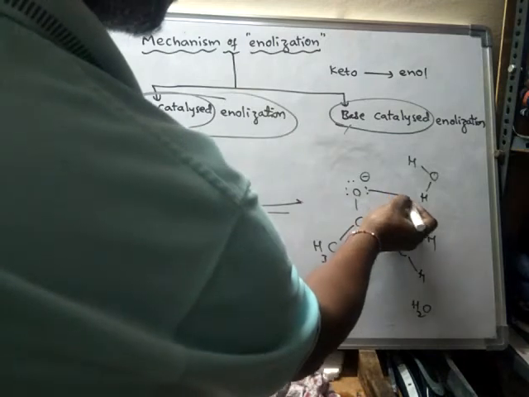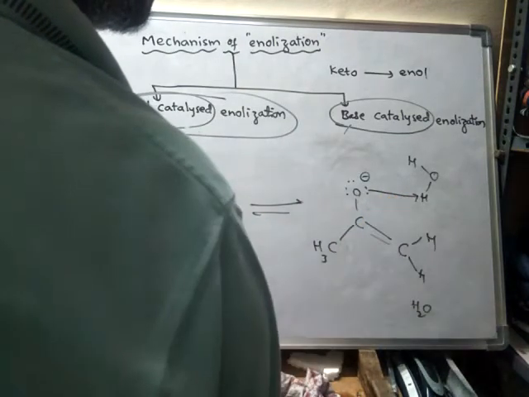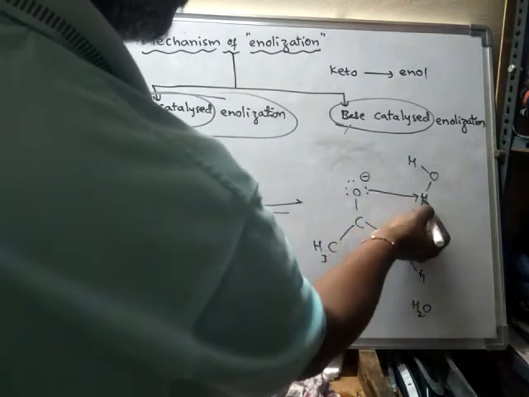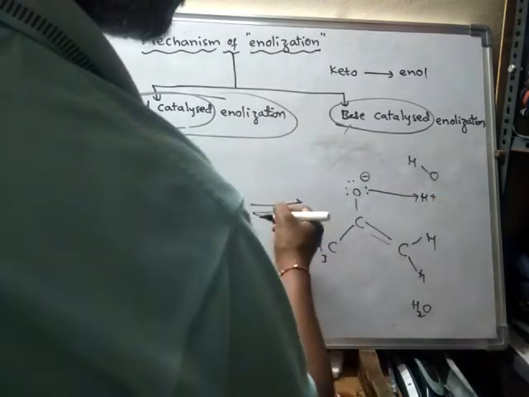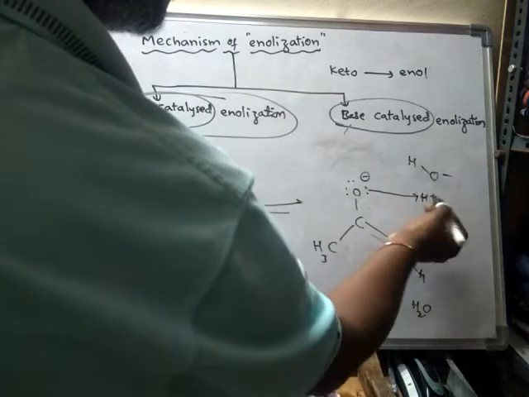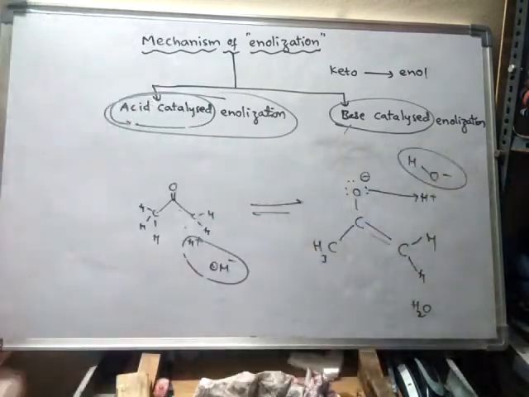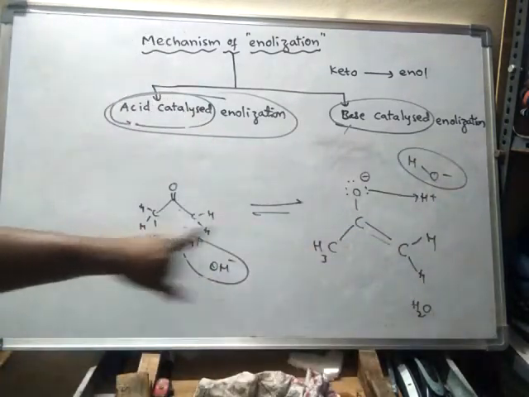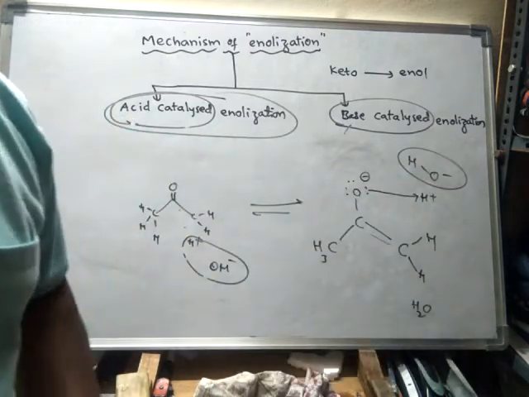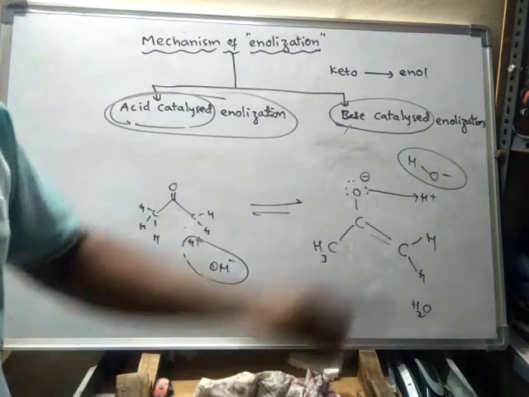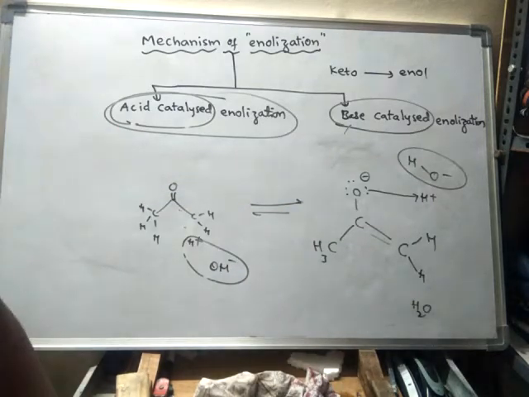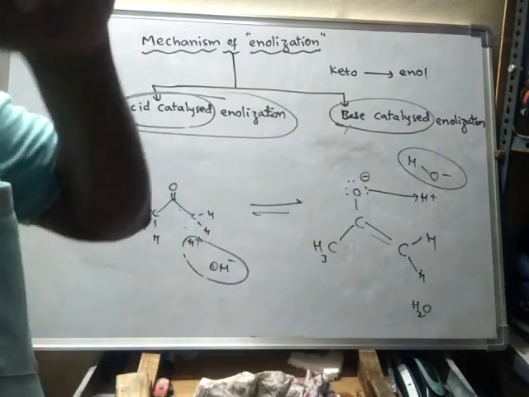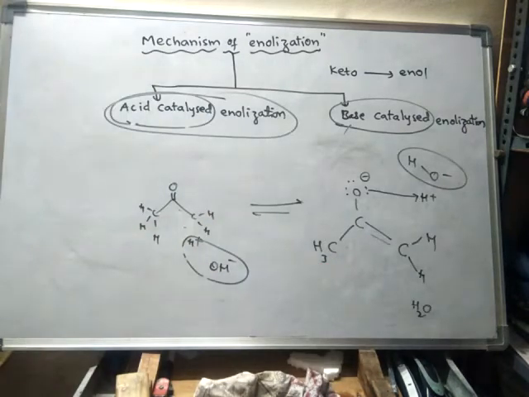This lone pair is donated to this one oxygen. This lone pair will be donated to hydrogen, so that this hydrogen will come out as H plus, and OH minus ion is left over. Finally, initially OH minus is attacking, and finally OH minus is released. That means here OH minus is acting as a catalyst. OH minus means base. Hence this mechanism is said to be base catalyzed mechanism.